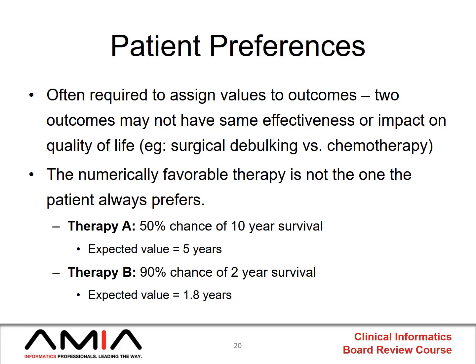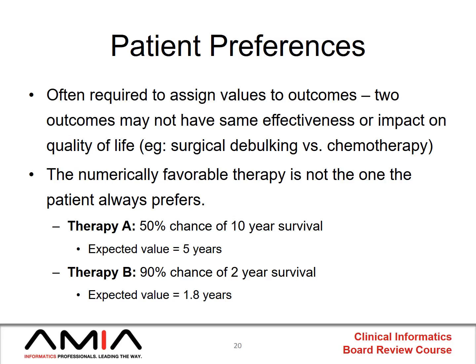And just to make the point that the therapy that is numerically favorable may not be the one that the patient always prefers, consider these two options for, let's say, treating a malignancy. In therapy A, there's a 50% chance of 10-year survival, and in therapy B, there's a 90% chance of 2-year survival. If you're going to do this strictly by our previous expected value calculations, you would say that therapy A has an expected value of 5 years. 0.5 times 10 years is 5. And that therapy B has an expected value of only 1.8 years, which is 90% of 2 years. And it should be apparent that it's sort of a toss-up.